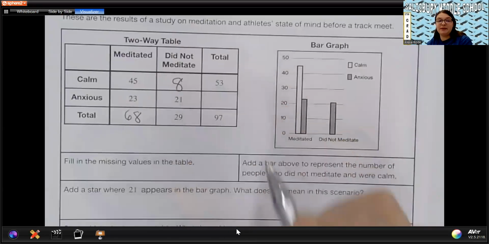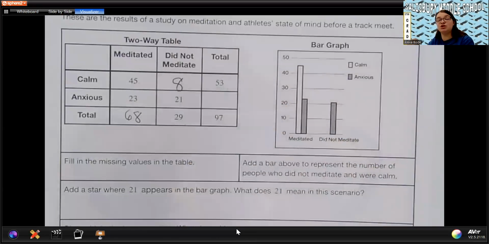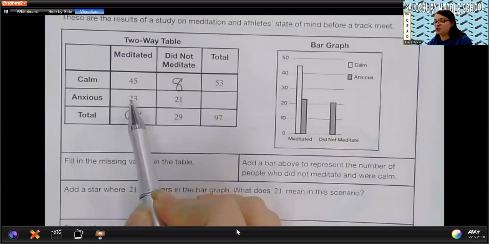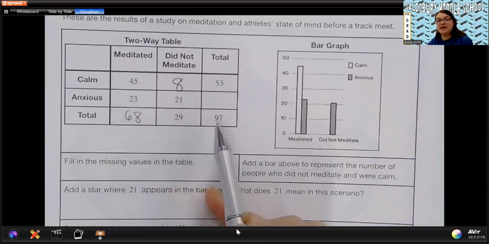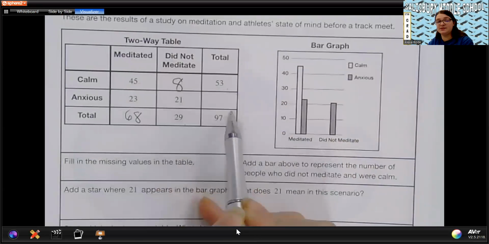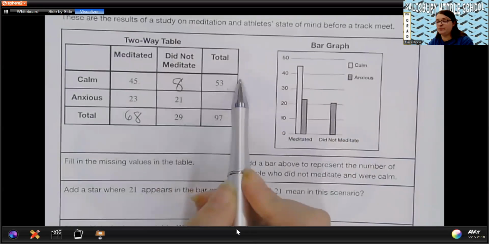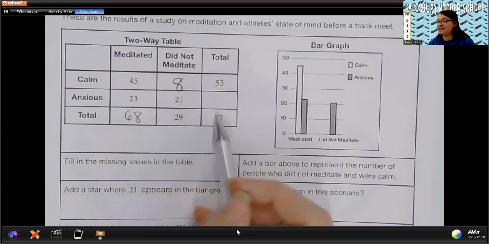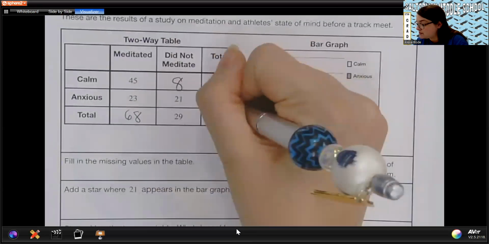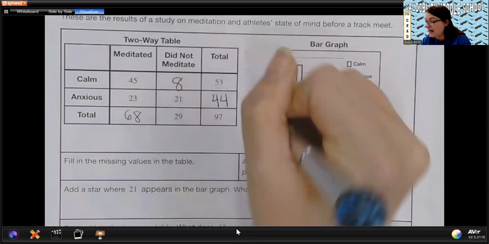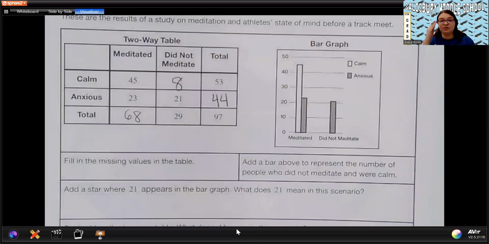And for the total amount of people that were anxious at the meet, again, 2 different ways we can do it. We can add 23 plus 21 to get the total, or take our total number of athletes and subtract it by the amount that was calm. So whether you do 97 minus 53 or 23 plus 21, you should still get 44 athletes total that were anxious.